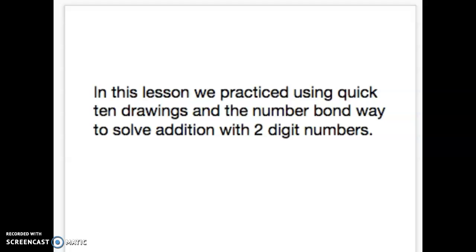In today's lesson, we practice using quick ten drawings and the number bond way to solve addition with 2-digit numbers.